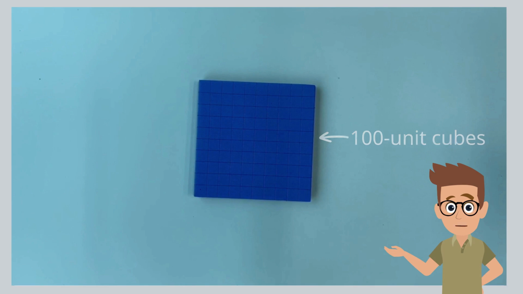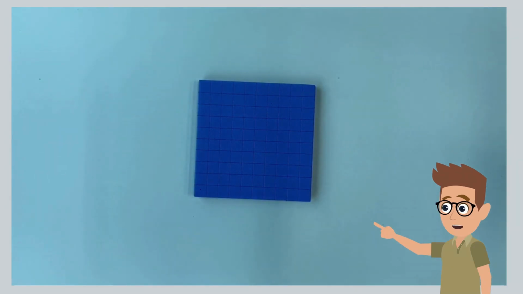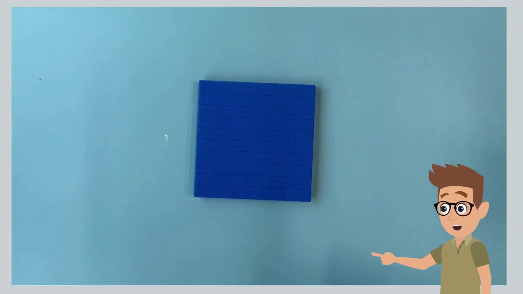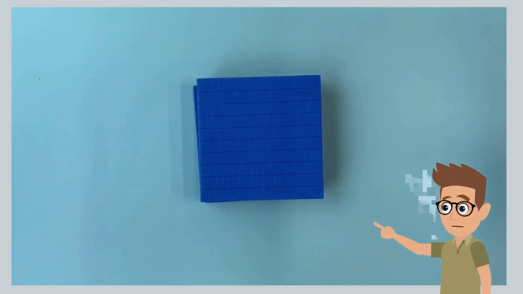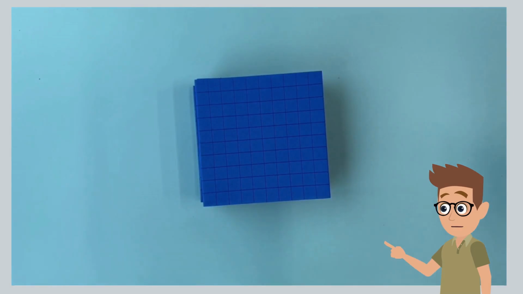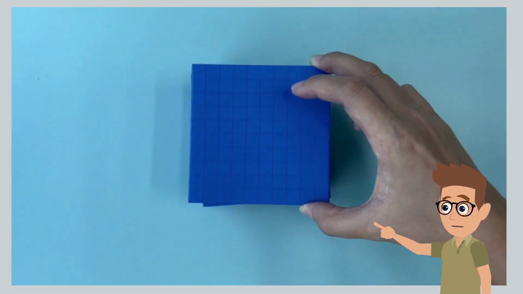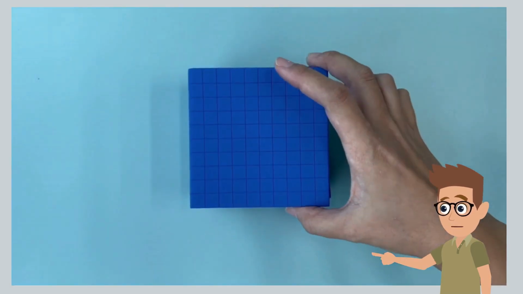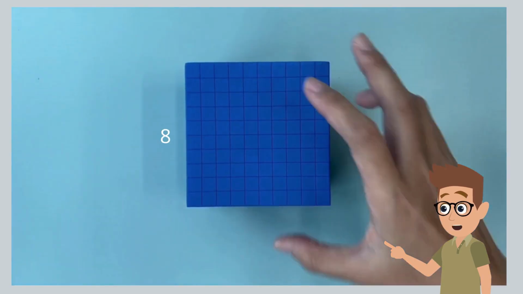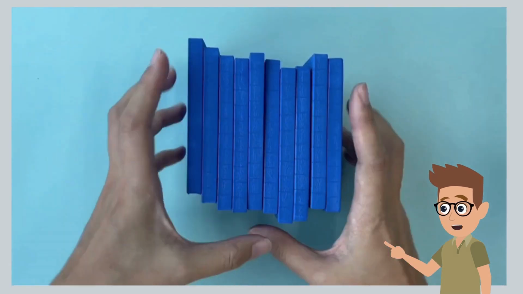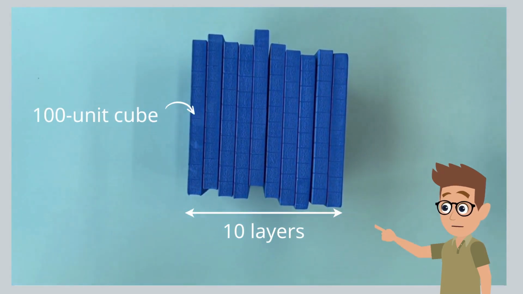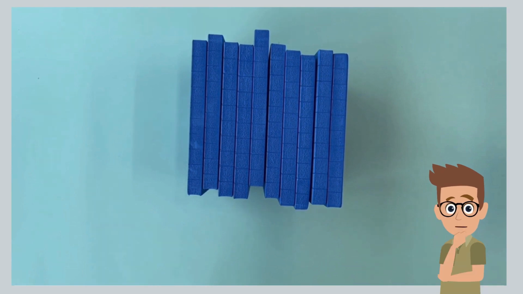Now, let's form 10 layers of 100 unit cubes. 1, 2, 3, 4, 5, 6, 7, 8, 9, 10. There are 10 layers of 100 unit cubes. How many cubes are there in total? Pause and discuss with your friends.